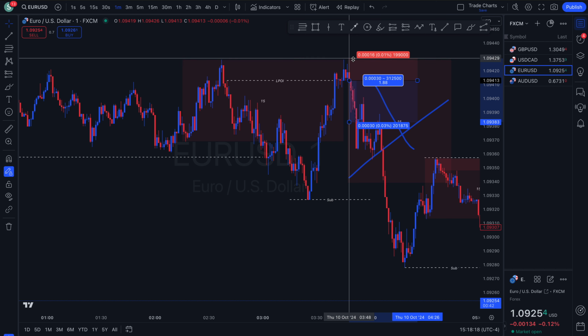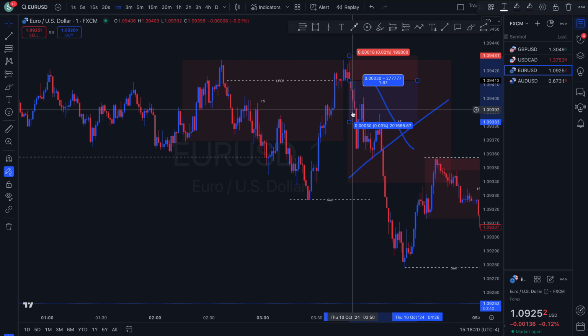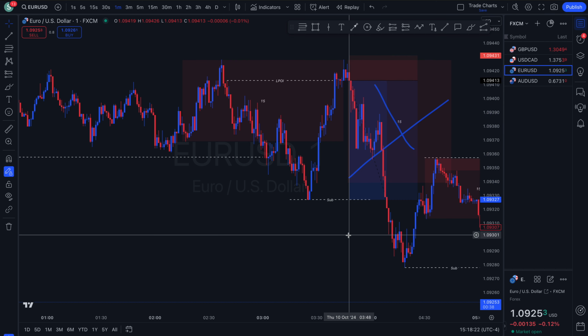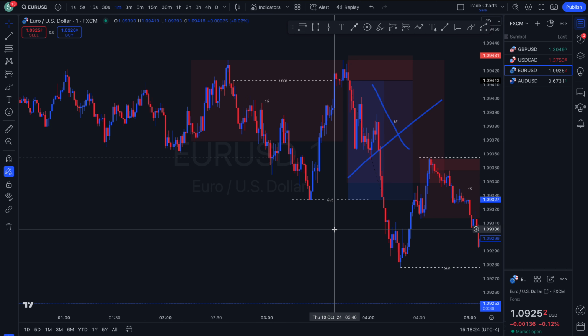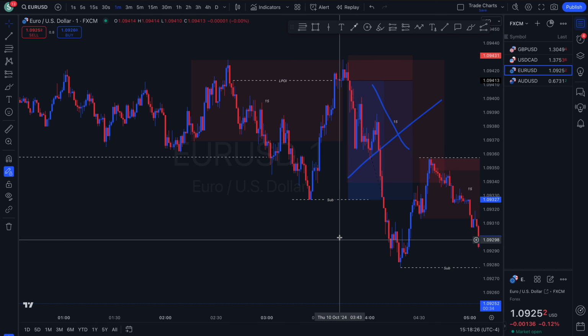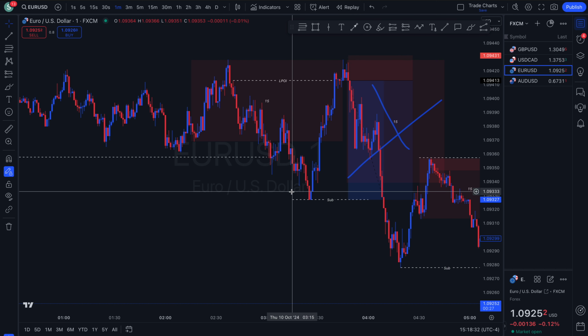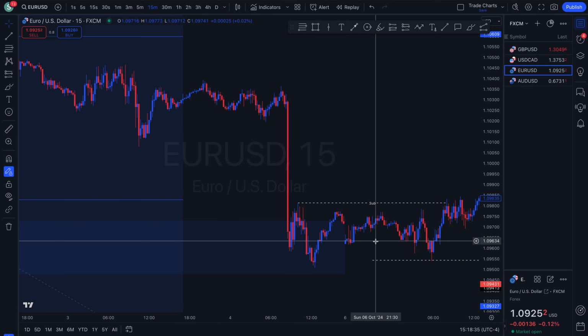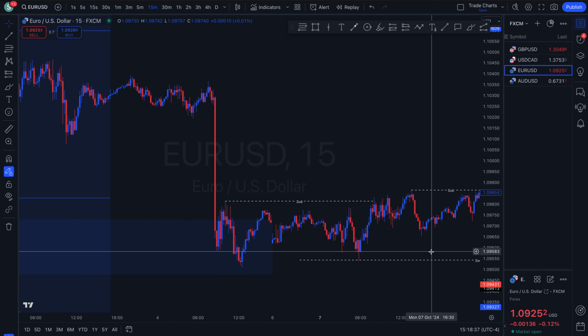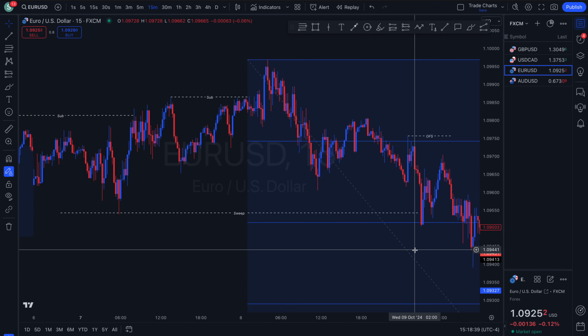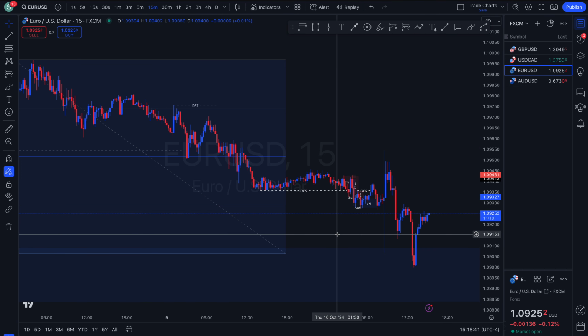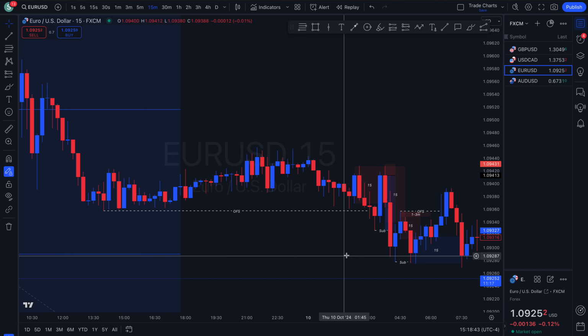Could have entered on this entry signal right here and got yourself a 4.78 R. I always leave at least 0.3 worth of buffer. Let's look at the 15-minute, because this trade actually played out 15 minutes before my session began, but you never know, one day I may wake up early and catch one of these morning trades.